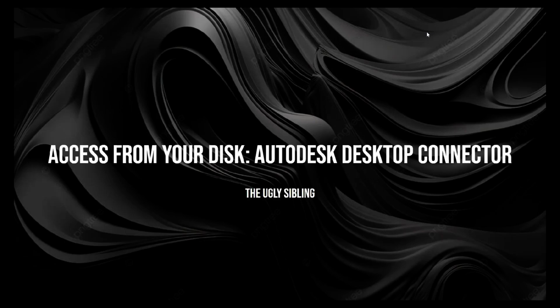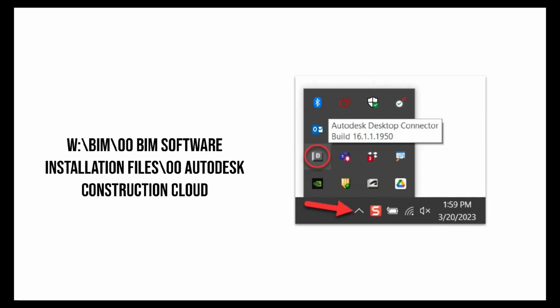Access from your local disk. All this is happening in your browser. If you want to create a mirror of the files in your PC, you need something called the Autodesk Desktop Connector, which I call the ugly sibling because it breaks a lot. It's a bit unstable, etc. So I'm not going to say too much about it. It has a few tricks to be able to manage it properly, right?